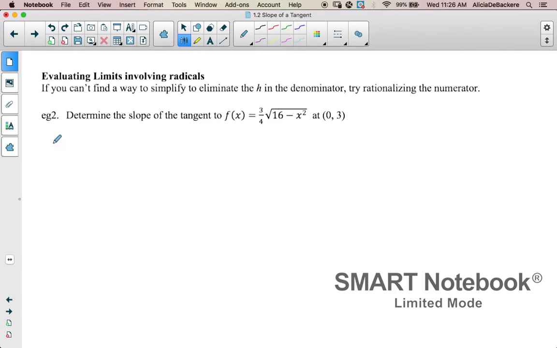So again, I'm following the same steps as before. First, I'm going to calculate the value of the function at the given x value. Now, they actually already gave it to me. It's 3. Don't do extra work. You don't have to. And then I'm going to figure out, well, what is f at 0 plus h? So that's the same as f at h. So I'm really just replacing the x in the equation with an h.